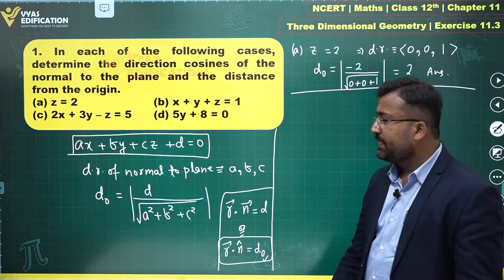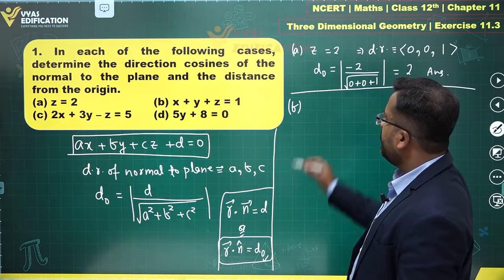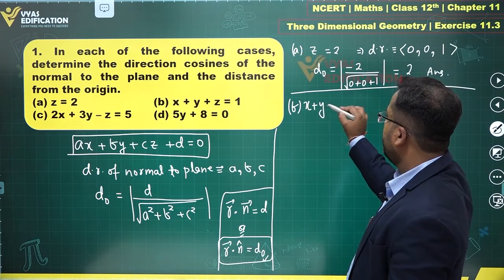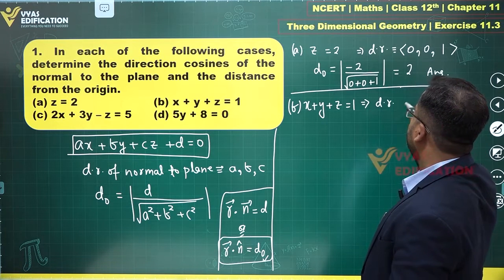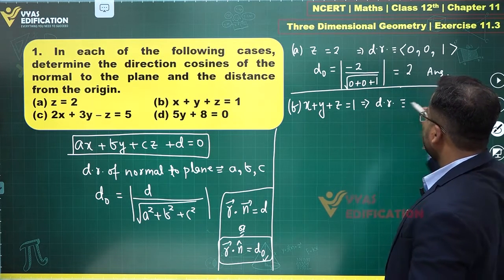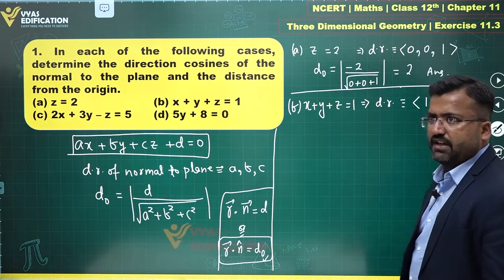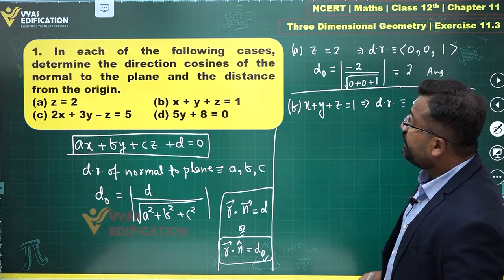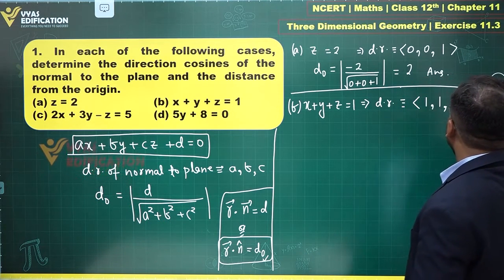Simple, yes. Part B, x plus y plus z equals to 1. This implies the direction ratios of the normal will be the coefficients 1, 1, 1. These are the direction ratios. Oh, we needed the direction cosines, is it? Yes, we needed direction cosines, not the direction ratios. Let's take care of that.